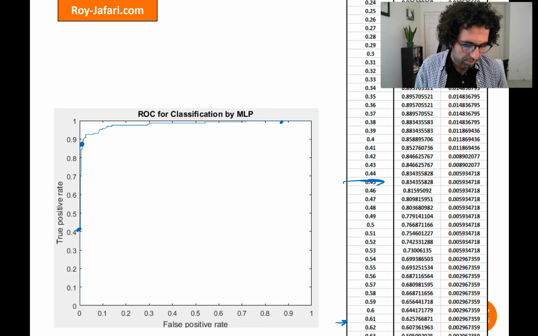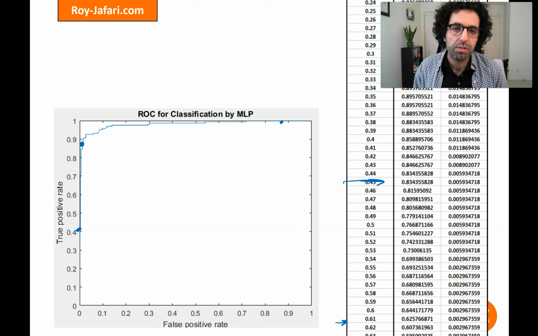So this is what the ROC curve is basically. It gives you the opportunity to evaluate the performance of your classification model without a threshold. You don't assume any threshold. Therefore, it allows you to see the quality of the probability values that your model has given.